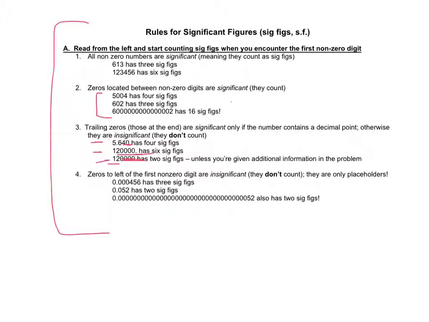And the last one says zeros to the left of the first non-zero number are insignificant. So we call those leading zeros, and those zeros never count. They're just placeholders. So in all 3 of those, none of the zeros count because they're all leading zeros.